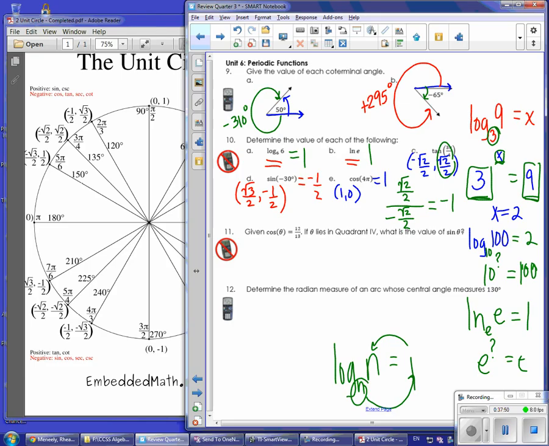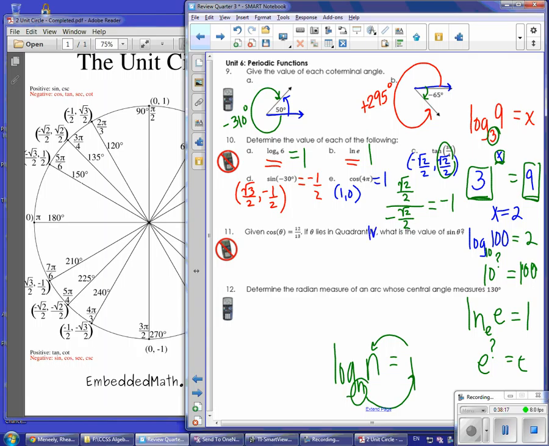In number 11, this problem actually requires that you construct a triangle. And it also expects you to remember Sohcahtoa. There was a typo on your paper when it came out. I believe it said, given the cosine of theta is equal to 12 over 13. And then it says, if theta lies in quadrant, I think on your paper it says quadrant 2. That should actually say quadrant 4. And then it asks, what is the value of sine?